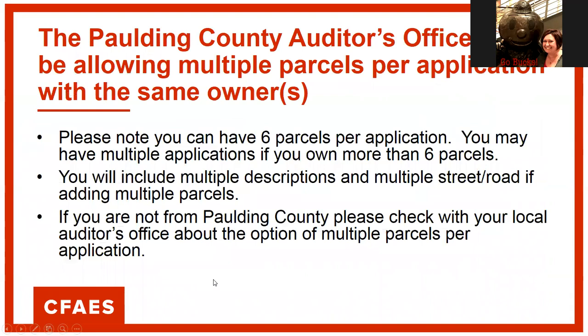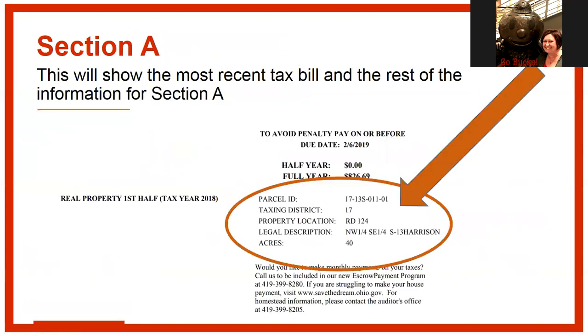If you couldn't locate that, maybe you didn't have it in a file or you just thought it would be faster. The one thing that I will tell you for our auditor's office in Paulding County, we're going to allow multiple parcels per application as long as they have the same owner. The application holds 6 lines, both the handwritten or the PDF fillable. You will include multiple descriptions and multiple streets or roads if adding multiple parcels. You don't need to worry about what if they're on different roads or anything like that. If you're not from Paulding County, please check with your local auditor's office about the option of multiple parcels per application. If not, you just have a few more applications to fill out, which shouldn't be a problem.